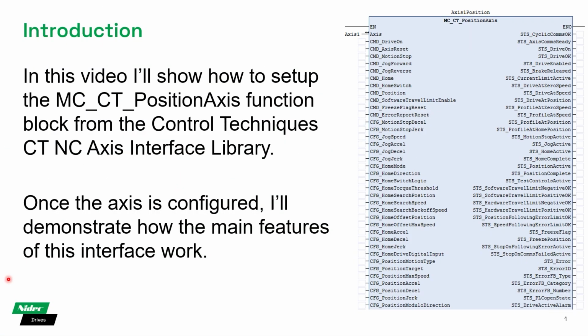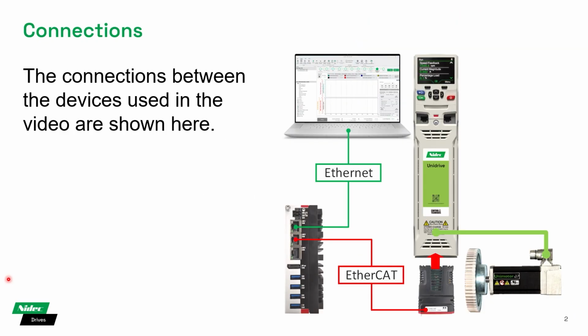Hi, in this video I'm going to show how to set up the MC-CT position axis function block from the Control Techniques CT-NC axis interface library. Once the axis is configured, I'll demonstrate how the main features of this interface work.